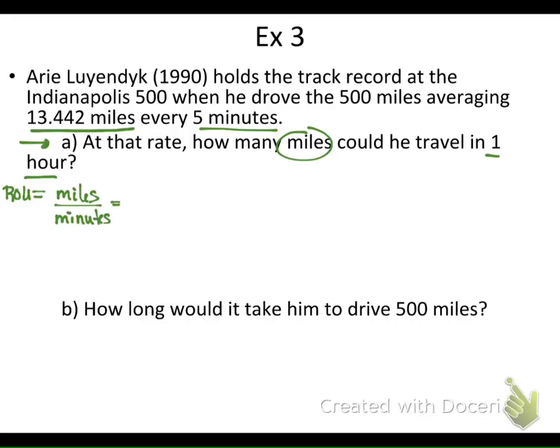Our first ratio that we know is that he drove 13.442 miles in 5 minutes. And then our need to know, so what information can I plug in the second ratio? Do I know how many miles he drove in the second one? No. So I'm going to try to find how many miles he drove, so my variable will be m. Do I know how many minutes it took? 1 hour, which we transitioned to minutes, which is how many minutes? 60. Because 1 hour equals 60 minutes.